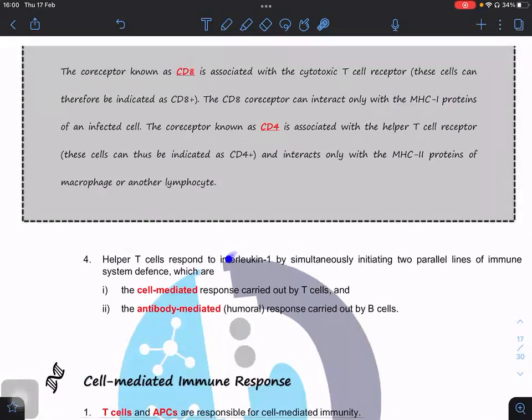Helper T cells respond to interleukin 1. In our syllabus, we can call it a cytokine. By simultaneously initiating two parallel lines of immune system defense, one is cell-mediated, conducted by T cells, and the other is antibody-mediated, conducted by B cells. We are going to learn these two in the next subtopics. So with this, I'm done for today's lesson.